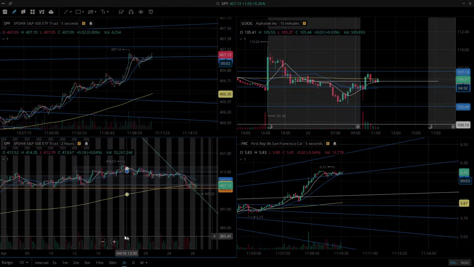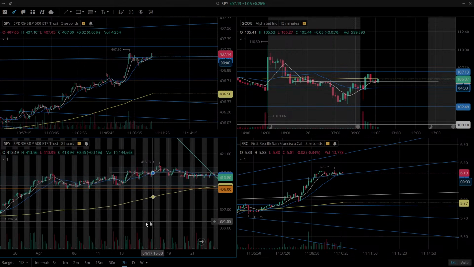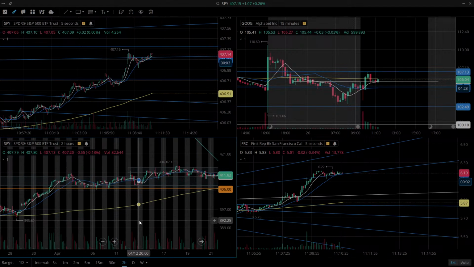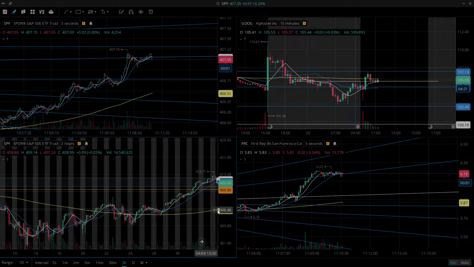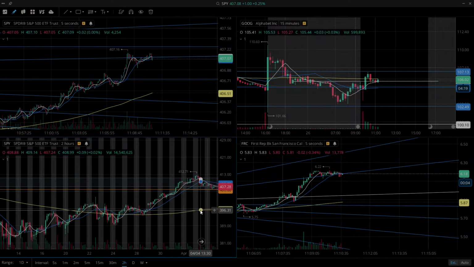Did not break the IB to the low, so we are very likely to break the IB to the high. So I am going to go long here. I think we're going to pull back and I'm going to add to it, and then we're going to pop that top. How far we go, I don't know.